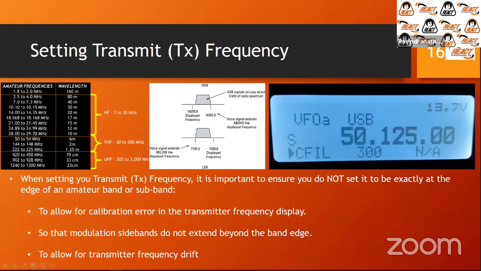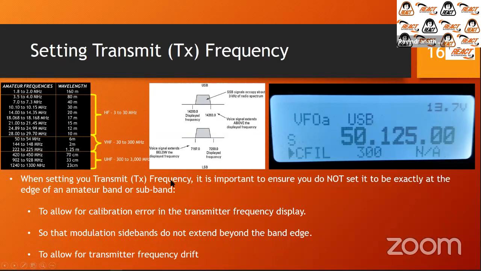Make sure that when you are on a frequency, you are not selecting the edge, the beginning edge or the end edge of the band. You need to go lower than or higher than, especially for your transmit frequency. The simple reason is that if you go at the edge of the band and you transmit, because of the bandwidth occupied by the mode, your transmission might go into another band that you are not licensed to use, and that is illegal. So always bear in mind that at the edge of the band, you do not want to transmit there, all right?